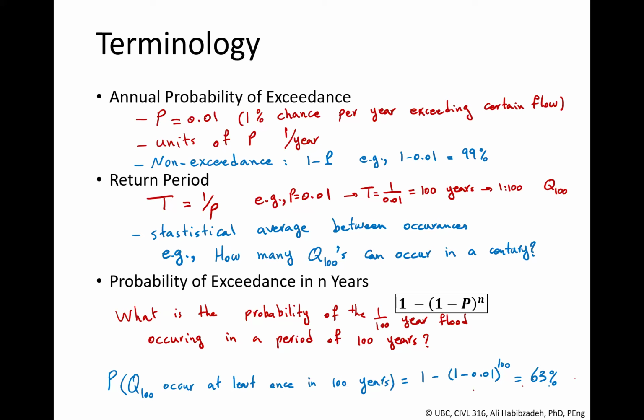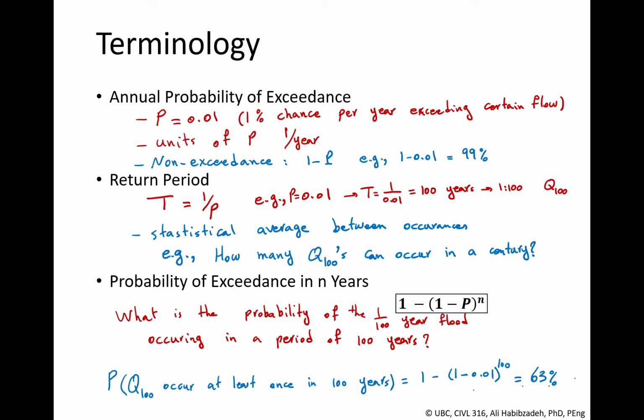Now, theoretically, statistically, you can have a Q100 every year in 1 century. Theoretically, physically, probably not possible. Nature, or physics and catchment rainfall runoff processes, are probably not going to be able to allow that to occur. But theoretically and statistically, there's nothing that tells us you cannot have Q100 every year. So keep that in mind.